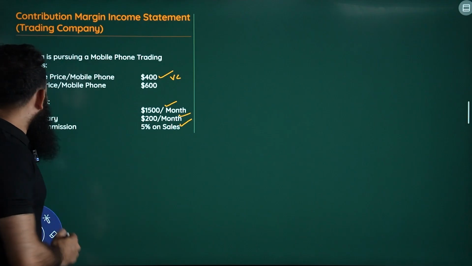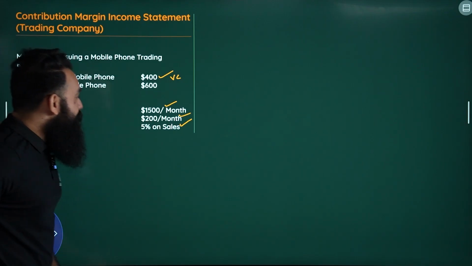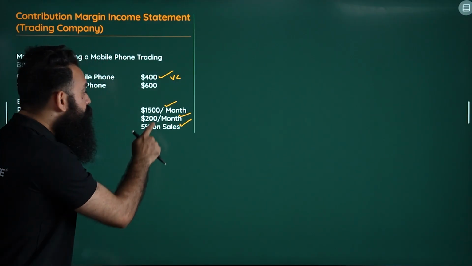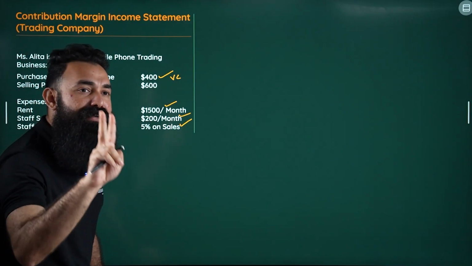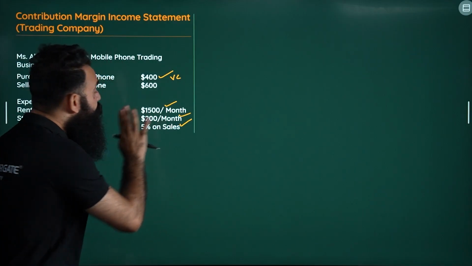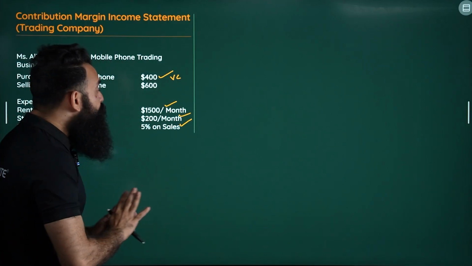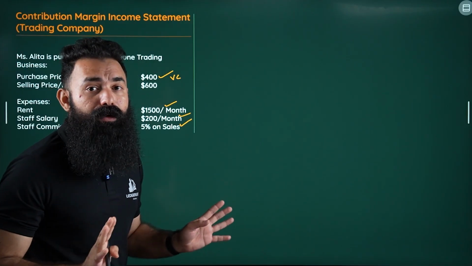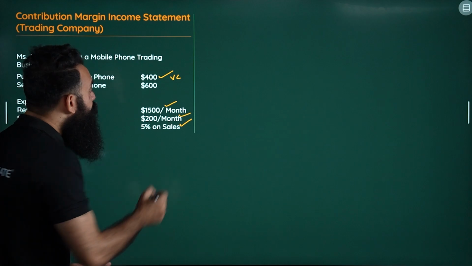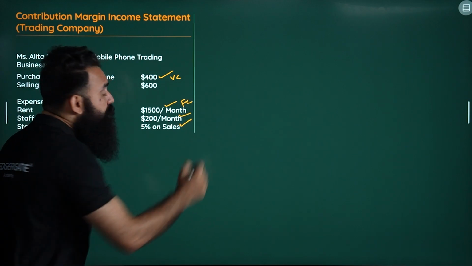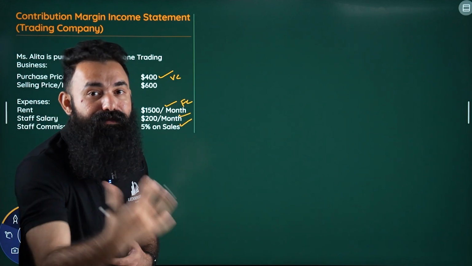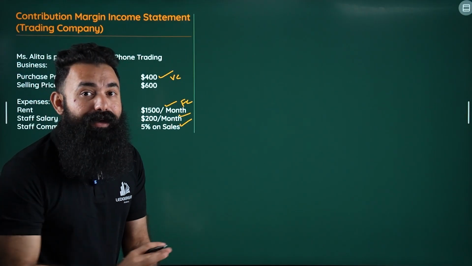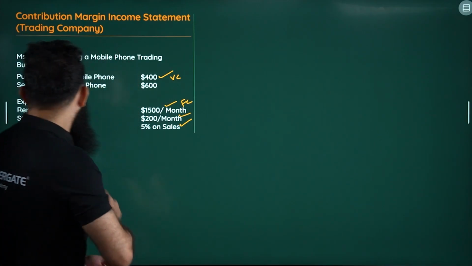Secondly, regarding the rent, if you are selling one unit, we have to pay $1,500. If you are selling 2 units, we have to pay $1,500. If you are not selling anything in a month, we have to pay $1,500. So that cost will be fixed. This is not with regard to the activity. Activity means production, purchase or sales. It's not regarding the purchase or sales.